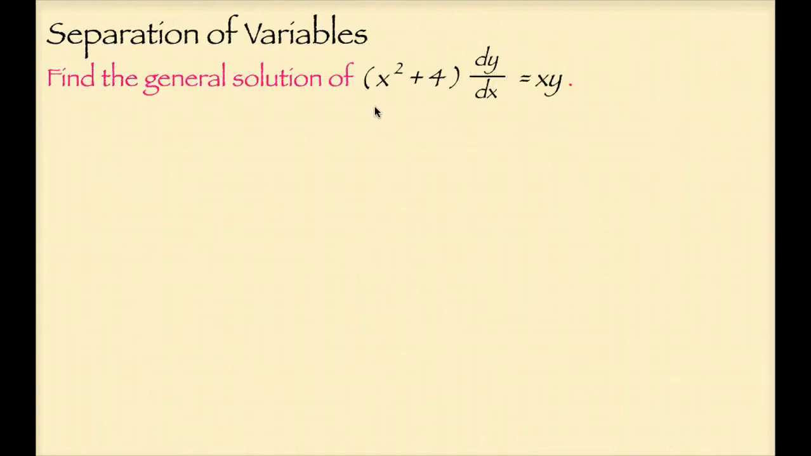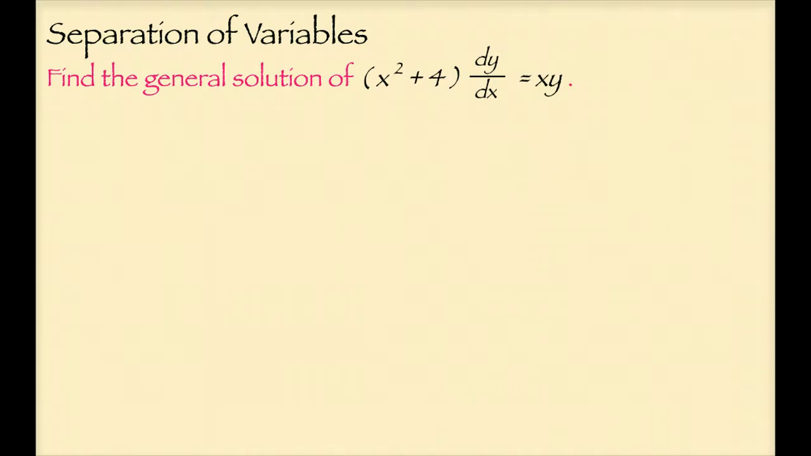We're going to find the general solution of x squared plus 4 dy/dx equals xy. We're going to want all of our x variables on the right side of the equation with the dx differential, and we're going to want all of our y variables on the left side of the equation with our dy differential. So let's get started.